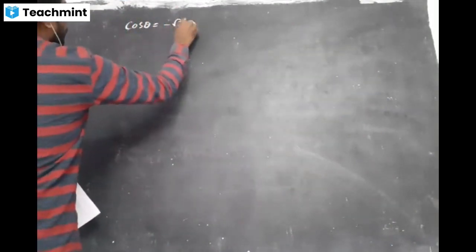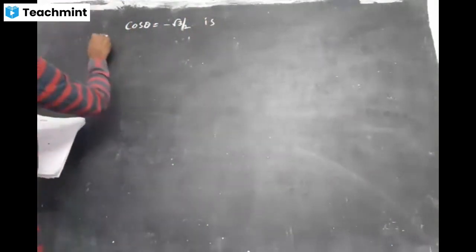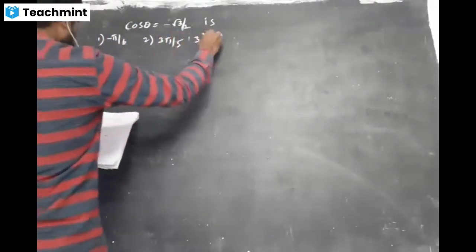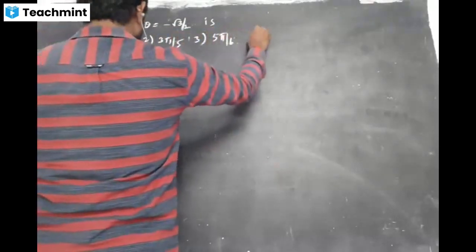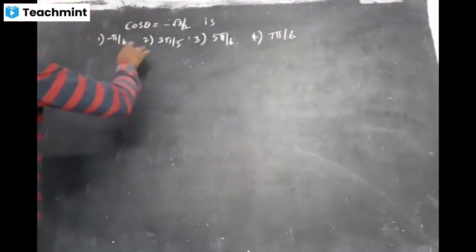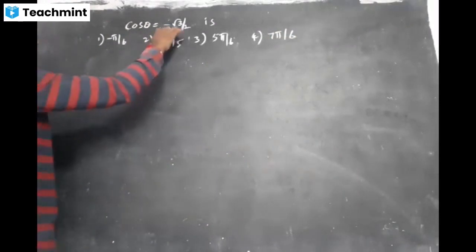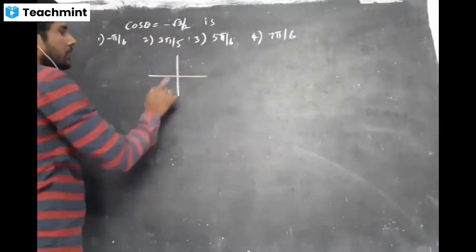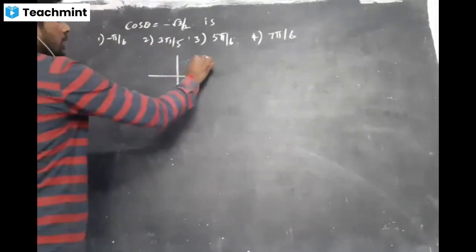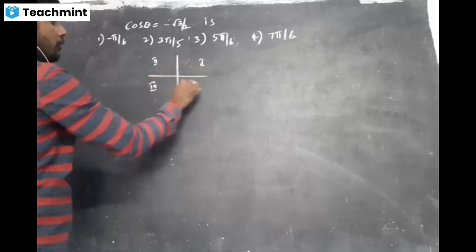First problem. The principal solution of cos theta is equal to minus root 3 by 2 is: first one is minus pi by 6, second one is 3 pi by 5, third one is 5 pi by 6, and fourth one is 7 pi by 6. Cos theta is a negative value. So first of all, we check in which quadrant cos theta is negative. First quadrant, second quadrant, third quadrant, or fourth quadrant.